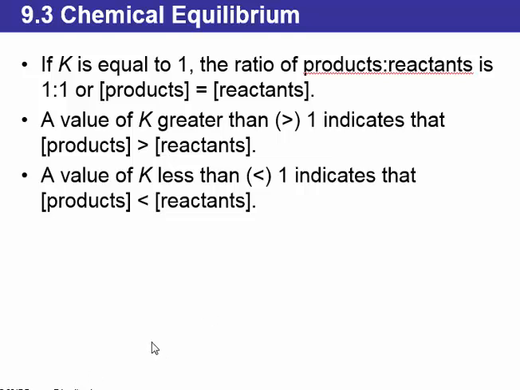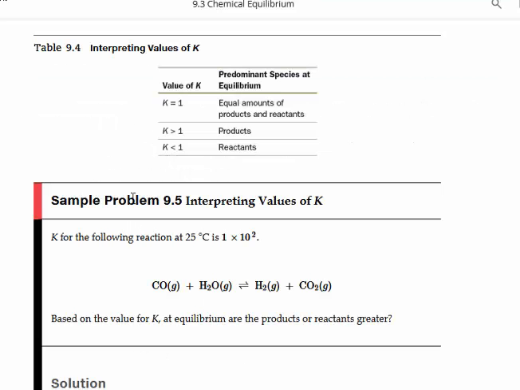So let's go ahead and apply this. Table 9.4 of your textbook summarizes how to interpret the values of K, and let's look at sample problem 9.5. K for the following reaction at 25 degrees is 1 times 10 to the 2. So pause the video and determine, at equilibrium, are the products or the reactants greater in concentration?